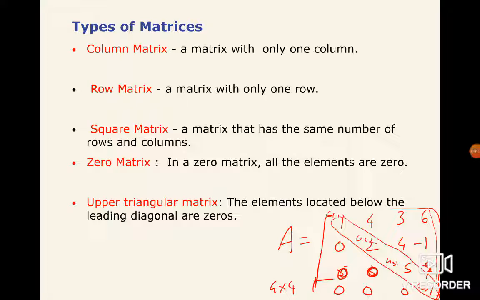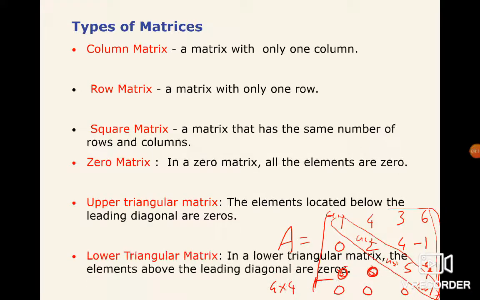In a similar way, you can try a lower triangular matrix. So the next definition I can try: all the entries above the leading diagonal will be zeros. So try the example yourself.